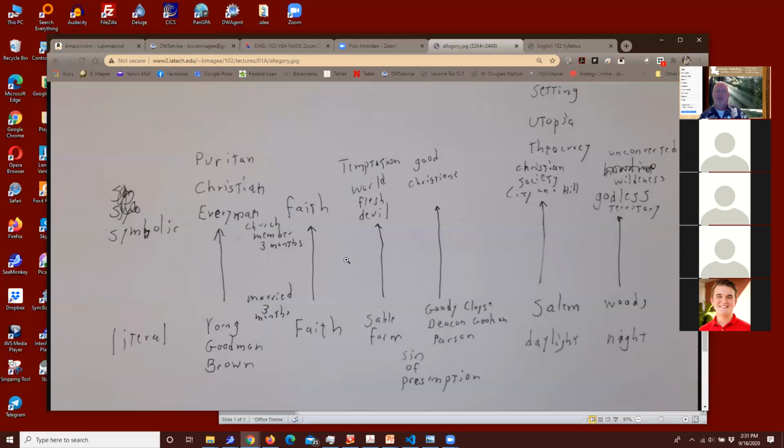And then the devil is telling you, get the pie. The world is the pie, you know, that is the temptation the world presents. But then there has to be something in you that makes you hungry for pie. If I don't like pie, then it's not a problem. So that's what the sable figure represents. Goody Cloyse, Deacon Gookin, and the parson all represent good older Christians who embody the virtues of Puritanism. So he sees them day by day being good Puritans.